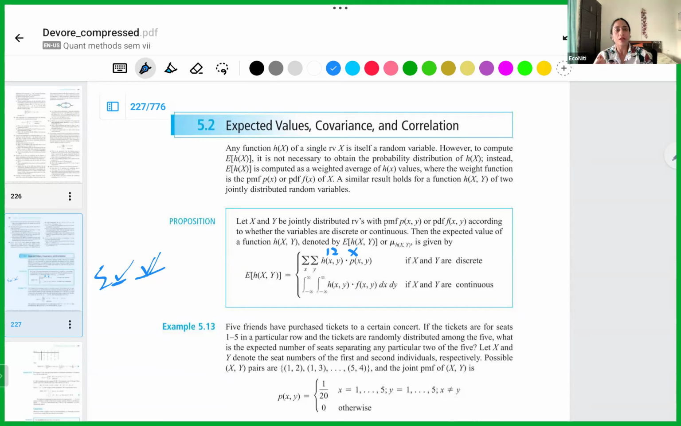Usually we define a function that condenses these two values into one, right? Because how else would you treat two values in this kind of formula? So we just condense them into one value. Suppose it is x plus y, or x times y, or x by y. The expected value of those functions will always have this formula. Similarly, this is your continuous counterpart.